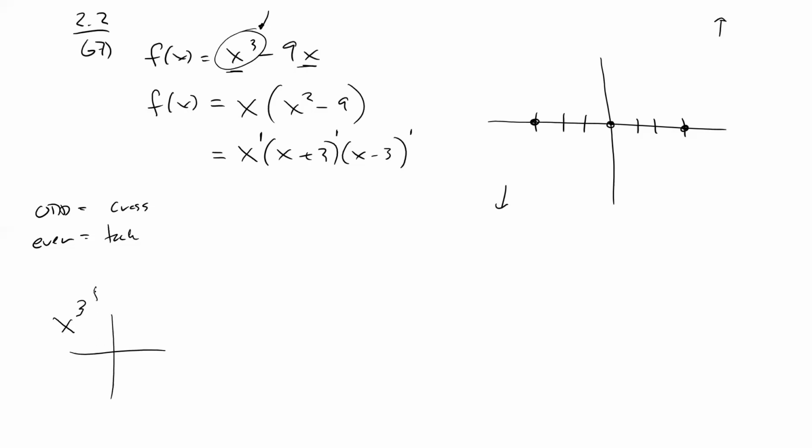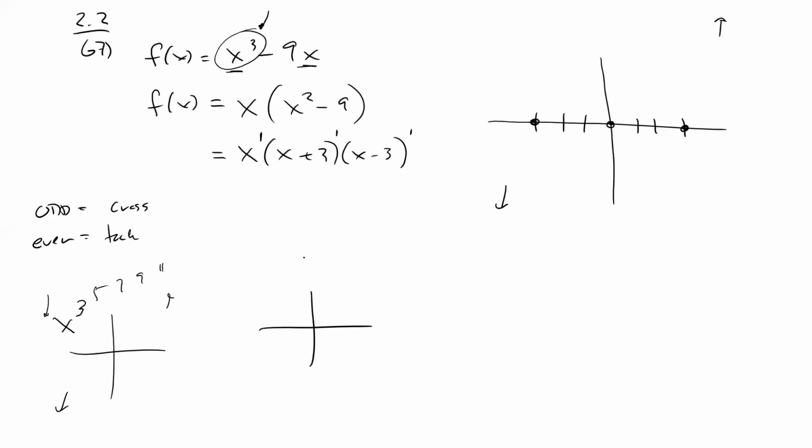So any odd function is going to start low, end high, as long as the number in front is positive. So if there was a negative coefficient, then it would start high and end low. Yeah, let's draw these out just real quickly here.